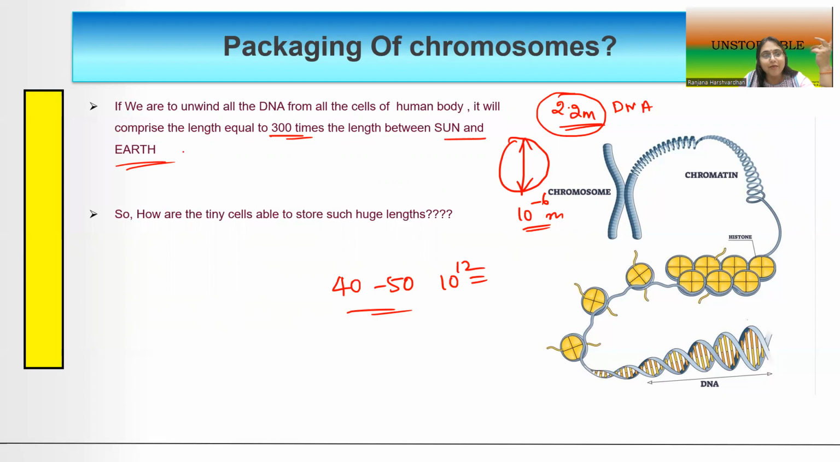Isn't that quite phenomenal, children? If I were to unwind all the DNA from all my cells, that length is even more than 300 times the length between Sun and Earth. That means even the whole of the Earth is too small to have that much length of DNA present inside it. So how are we going to package such huge lengths in one organism? We'll see how it happens within each cell.